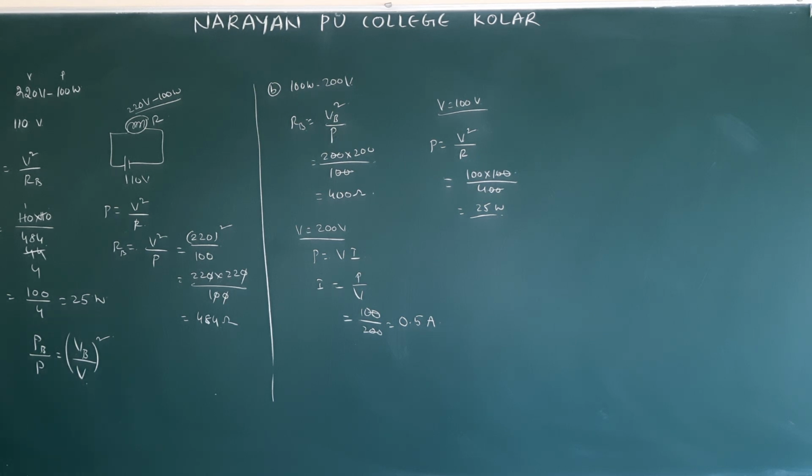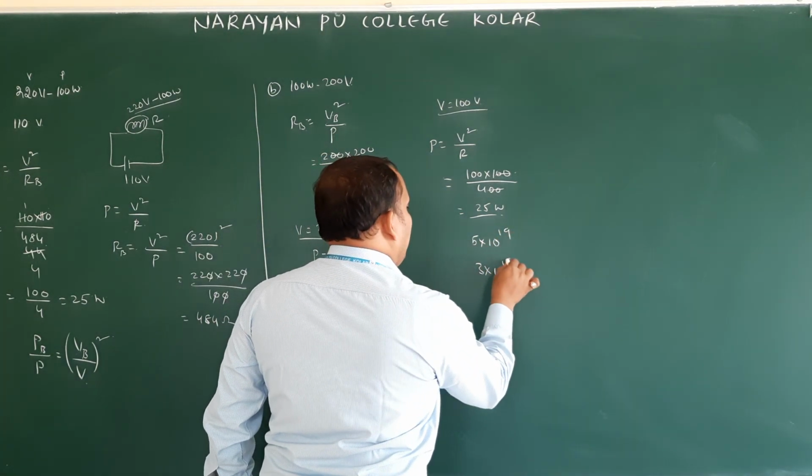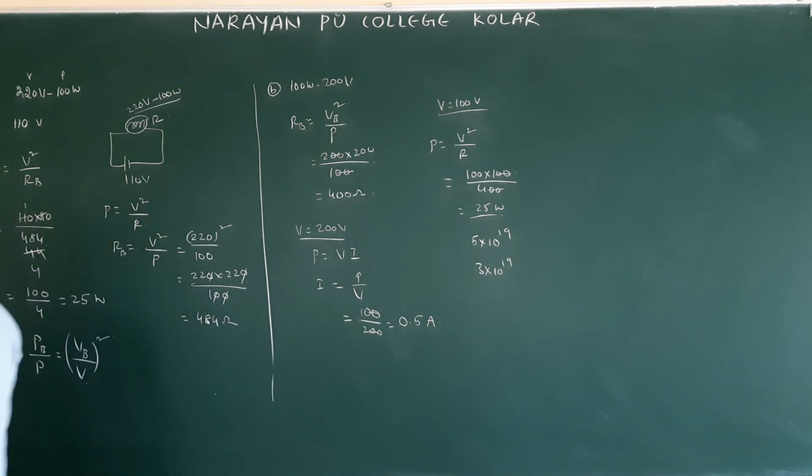In a gas discharge tube, 5 into 10 power 19 electrons are flowing per second from left to right, and 3 into 10 power 19 protons are flowing per second from right to left through a given cross section. The magnitude and direction of current through the cross section. So they are asking both magnitude and direction. We already did this in example problems. Among these, which are electrons and which are protons?